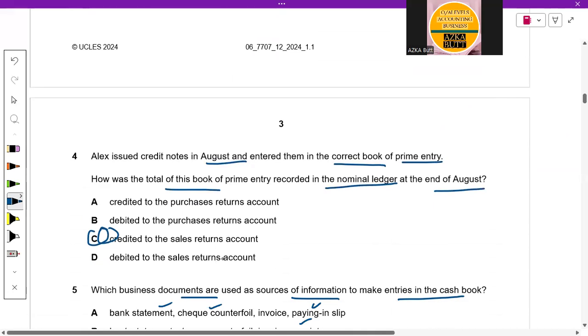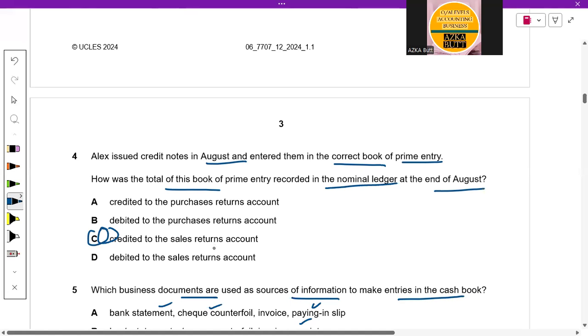Sorry, I apologize for the earlier confusion. The right option is not C, it is D. Because when credit notes are issued by Alex, they relate to the return of goods sold to customers. These returns are recorded in the sales return journal, which is a book of prime entry.